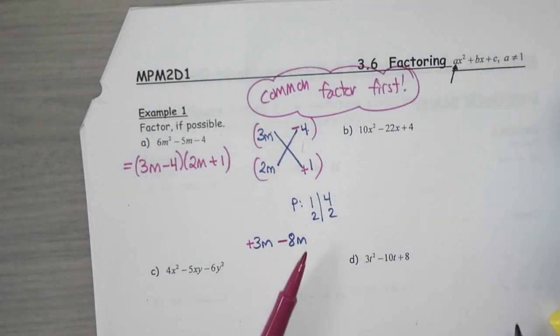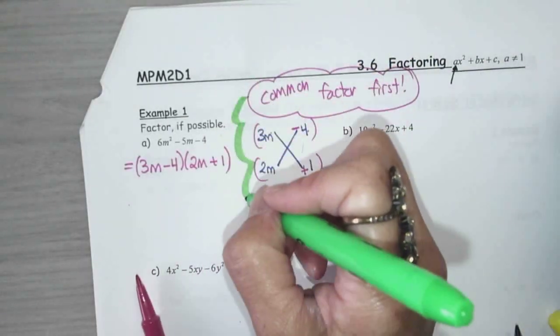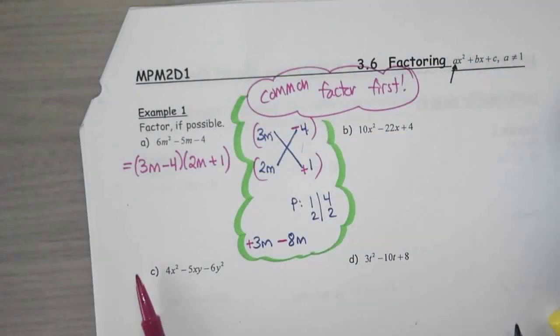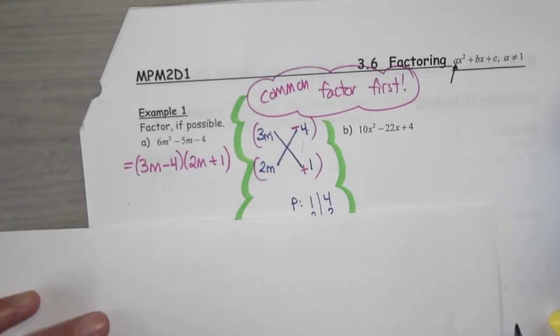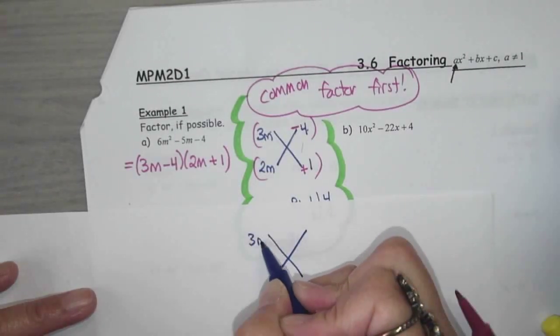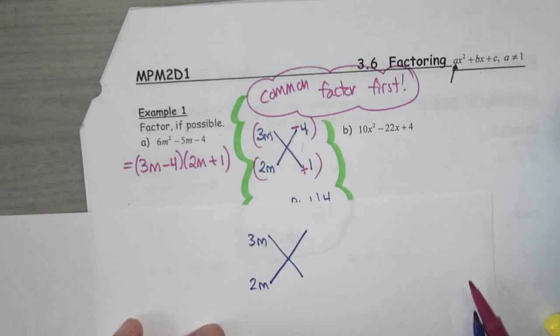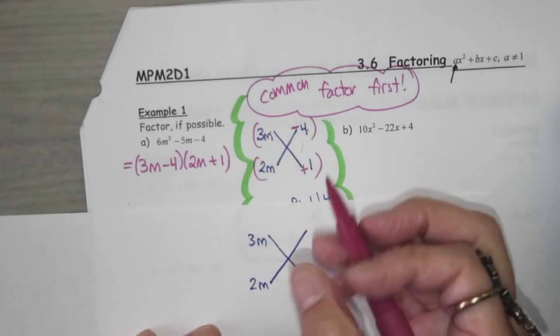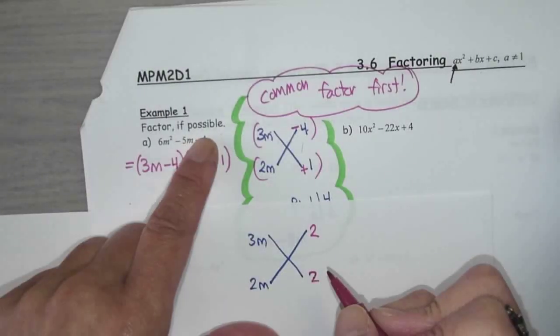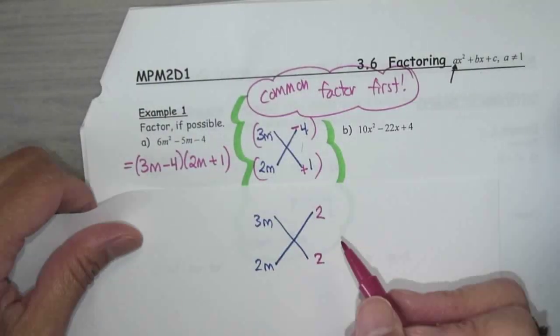People go, does this always work? Yes, it always works. You do your crisscross over there, your big X over there. Now people go, what happens if I did it the wrong way? So what if I started with 3m, 2m, and I tried to put 2 and a 2, to get to the 4, because look, there's another possibility.